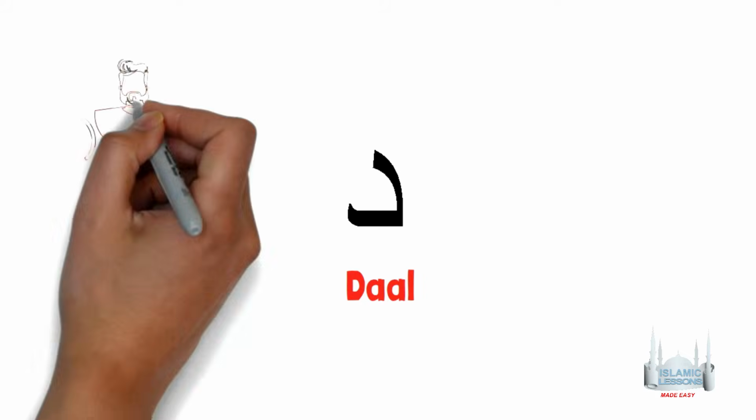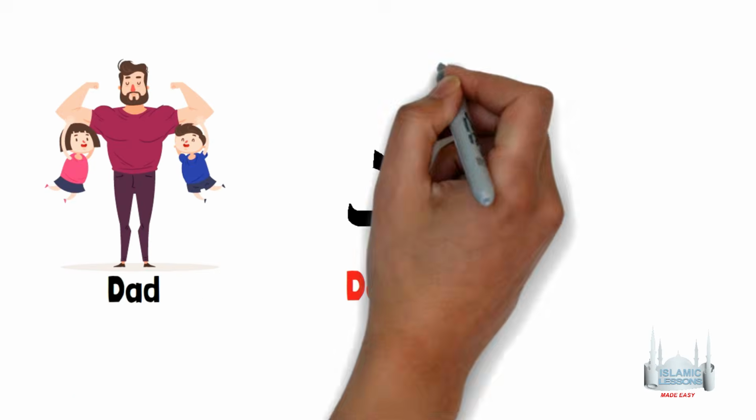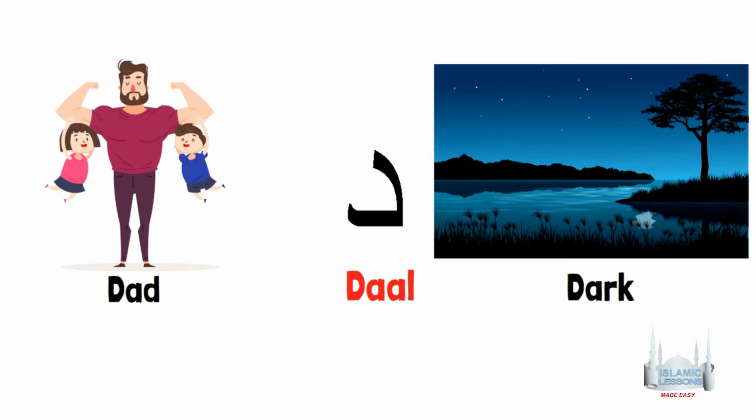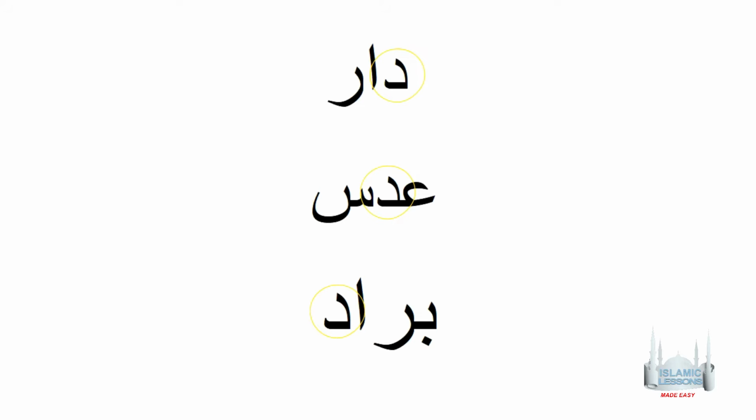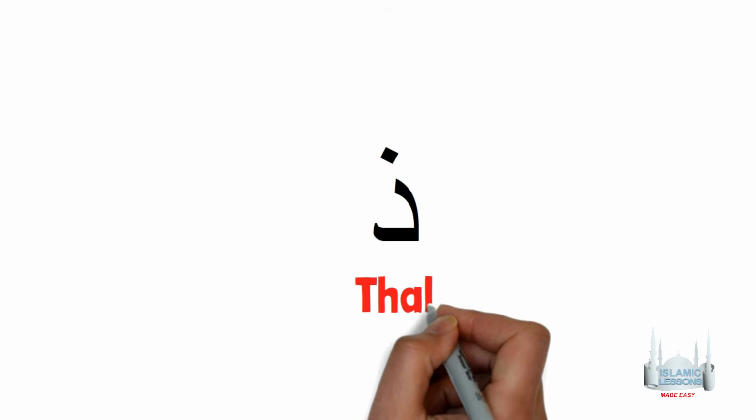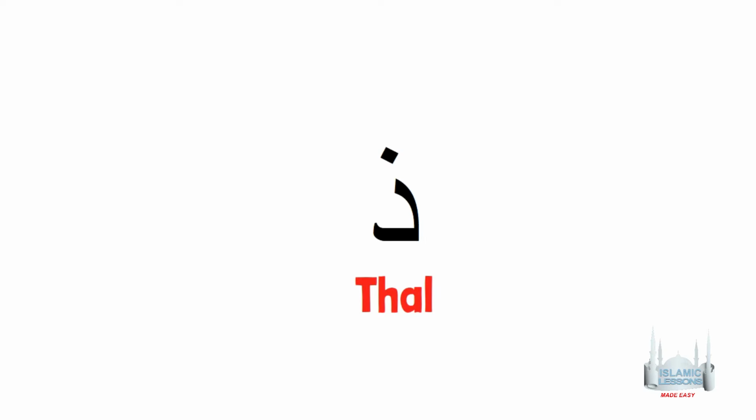Dal makes a similar sound in English to the letter D in the word dad or the word dark. This is what Dal looks like at the beginning, like this in the middle, and like this at the end of a word. This letter is called Dhal. Dhal is similar to the previous letter Dal, but it has a dot. Dhal is a light letter.